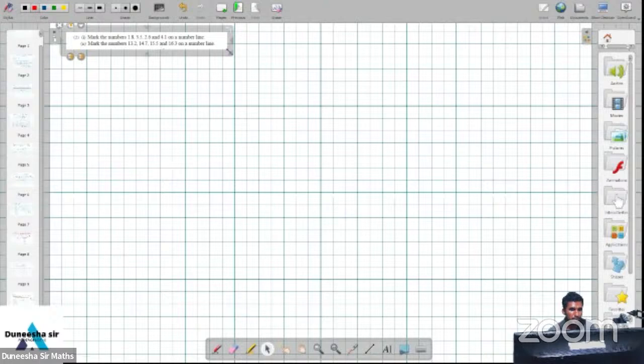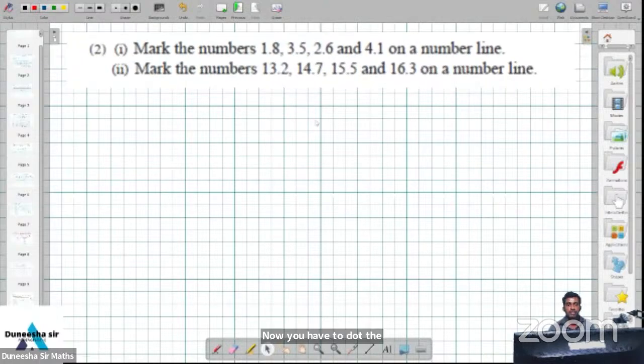Now you have to plot these numbers on the number line. Can you plot? Then what is the maximum value? 4.1. Okay. Then the least value is 1.8. Can you plot? Okay. Can you do it? I think you know how to do it.